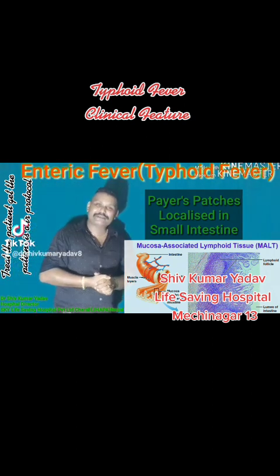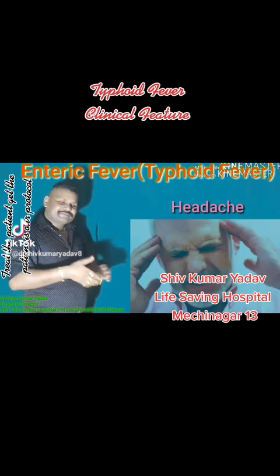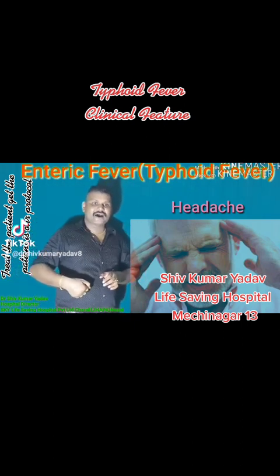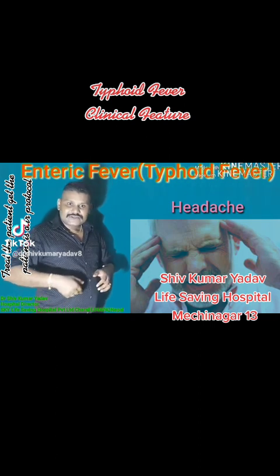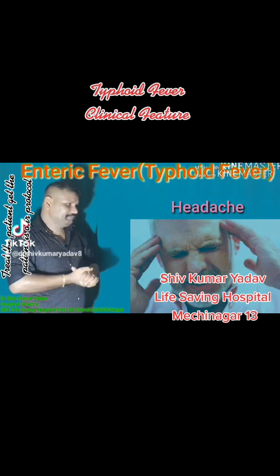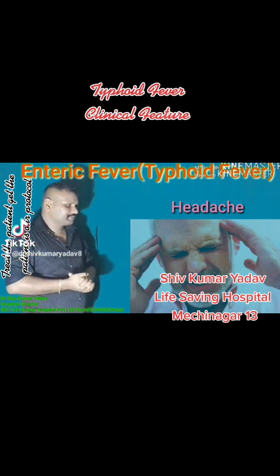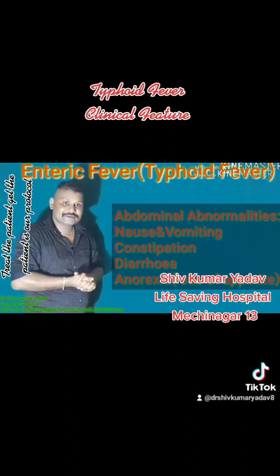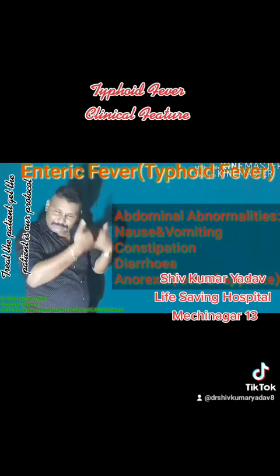And the second prominent feature is headache. Why does headache happen? Because Salmonella typhi directly attacks the intestine, the gastric mucosa secretes H ions, and that irritates our cerebrum. So headache does occur. And the most prominent clinical scenario is abdominal abnormalities.